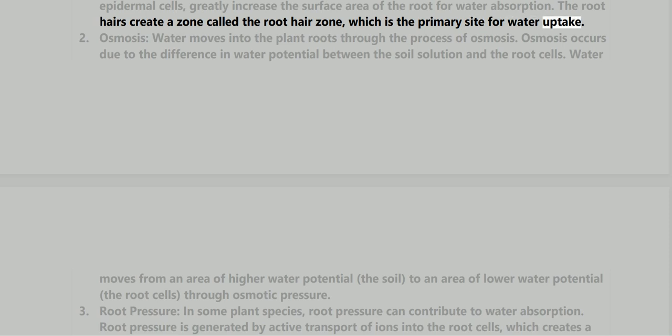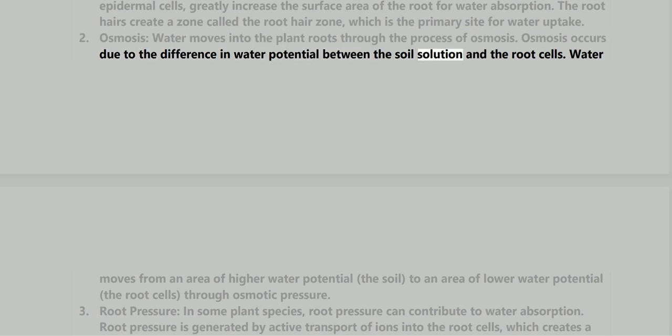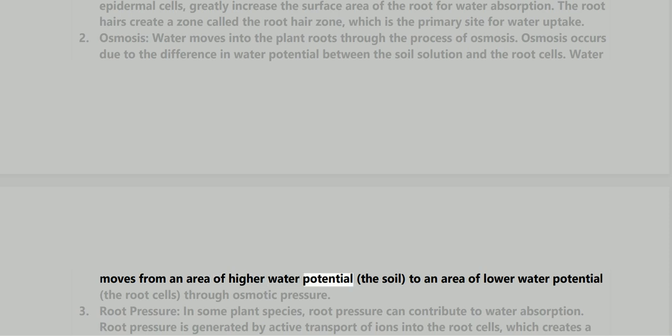2. Osmosis. Water moves into the plant roots through the process of osmosis. Osmosis occurs due to the difference in water potential between the soil solution and the root cells. Water moves from an area of higher water potential, the soil, to an area of lower water potential, the root cells, through osmotic pressure.